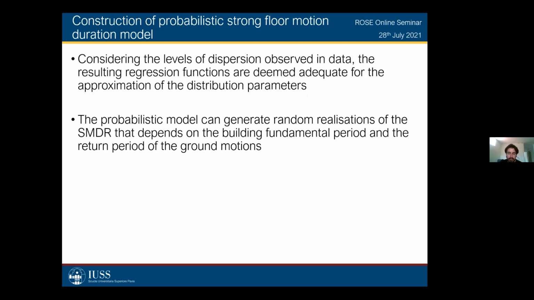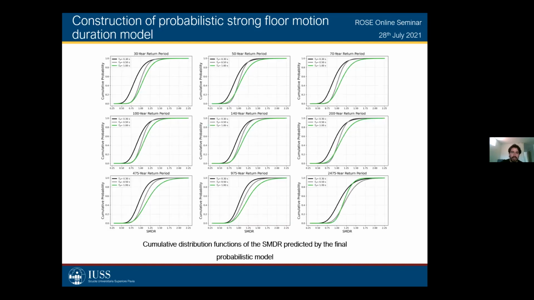So this is basically the final product of this investigation. This probabilistic model is very handy, because with it we can make random realizations of data depending on the fundamental period of the structure and the return period. And this is very important because that is actually what we need to generate synthetic ground motions. When you generate synthetic ground motions, you need to express the strong motion duration in the form of a random variable. And with the models that we have developed here, we can do that. And that's what I'm going to show you in the next slide.